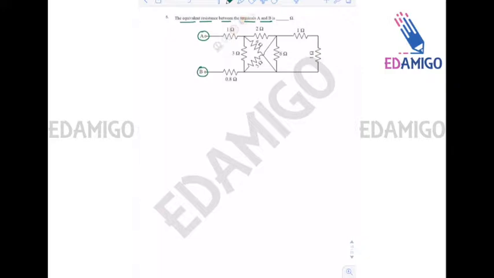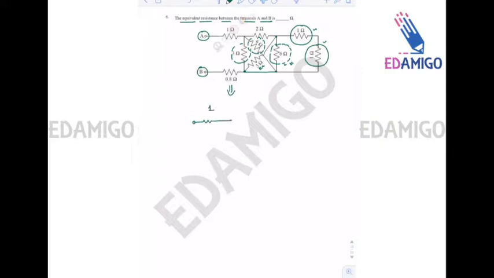Now, these two resistances are in series, and the combination is parallel to 6 ohm resistance, right? So this is a short circuited path. So we can see that this 3 ohm resistance is also parallel to 6 ohm resistance. This 6 ohm resistance is parallel to 3 ohm resistance. So if you redraw the circuit, then it will be a very simple circuit.